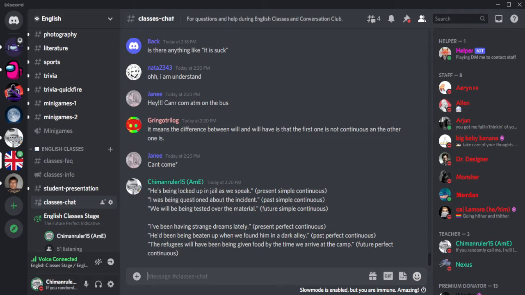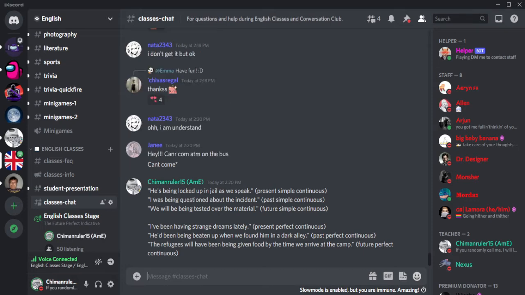So here are the examples I have for all continuous forms. And pay close attention to the future continuous forms, like both the simple and present perfect forms. He's being locked up in jail as we speak. That's the present simple continuous. I was being questioned about the incident. That's the past simple continuous. We will be being tested over the material. That's the future simple continuous. I know it sounds a little awkward here because people would normally just say we will be tested, but whatever. I couldn't think of another example. And it's technically correct anyway.